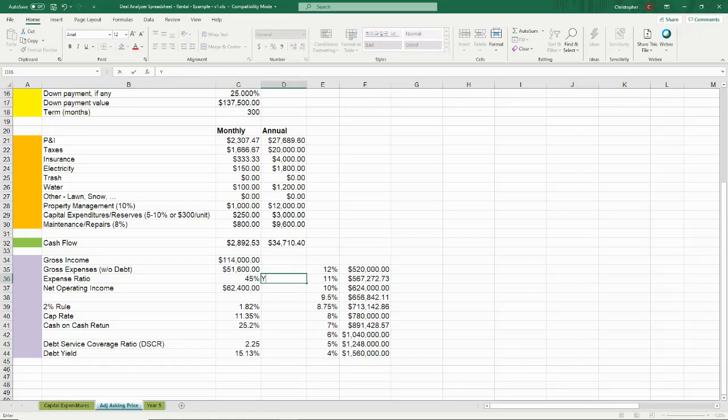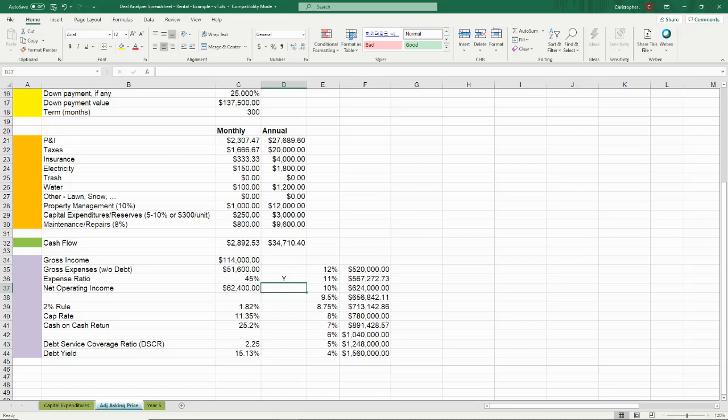Next is net operating income. So what's the net operating income? Gross income minus gross expenses without debt or mortgage is the net operating income, $62,400. So net operating income is just as simple as that. It's going to get used a whole lot as we continue reviewing the indicators here, and it's used greatly in valuing the real estate asset itself.